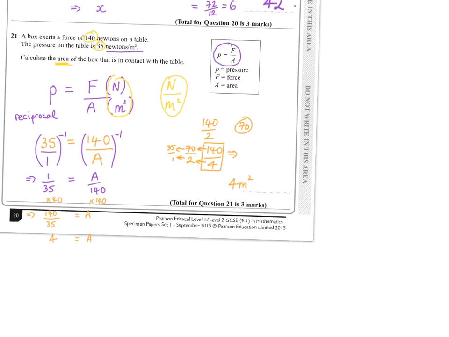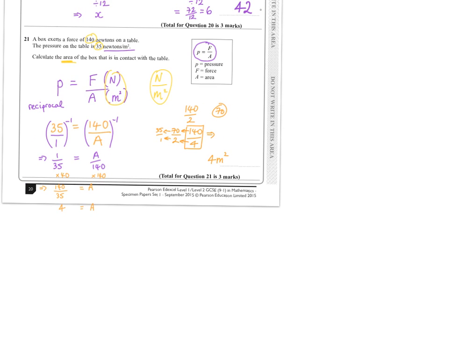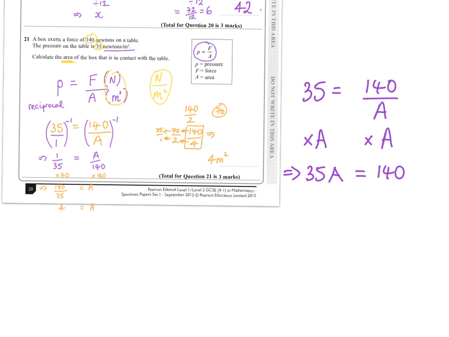Another way of looking at this, if you're not happy with that, is that when you had your original question here, 35 equals 140 over A, instead of inverting both sides, i.e. doing the reciprocal, you could have just times both sides by capital A, and then you would have had 35 lots of capital A for the area would be 140, and then 35A means 35 times A, so if you divided both sides by 35 in this case, you would then have A equals 140 over 35, which is 4.